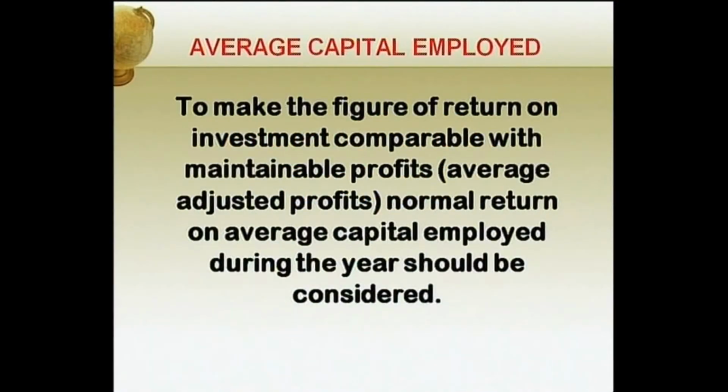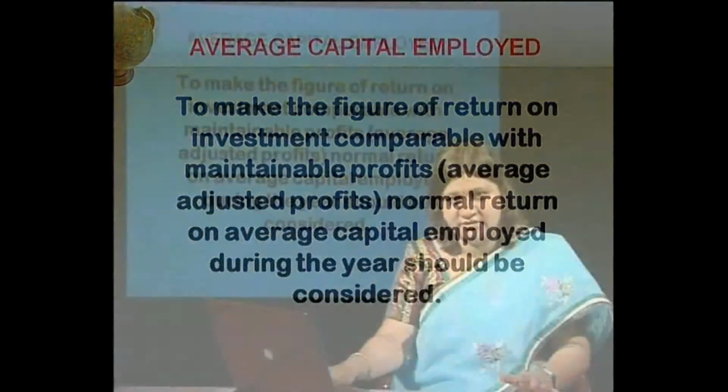Now, the figure we are going to use to compute the normal profit is the average capital employed. Let us understand how we are going to compute average capital employed, and what's the need of finding out average capital employed and why capital employed is not being used. The reason is very simple. To make the figure of return on investment comparable with the maintainable profits which we have computed in step 1, and they are also known as average adjusted profits, normal return on average capital employed during the year should be considered.